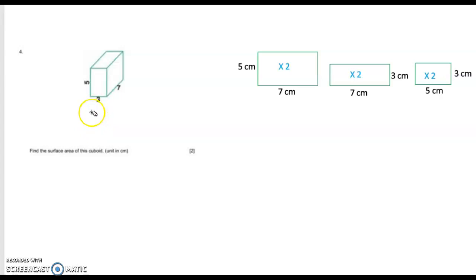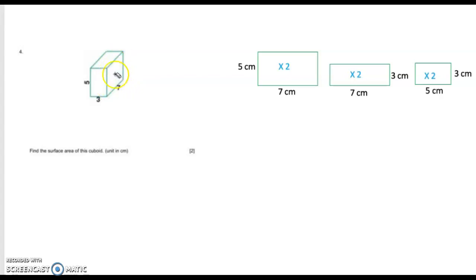Now see the cuboid. Cuboids are made from rectangles. Okay. Now the surface area. So that means we should know how many surfaces this cuboid has. Right. Now see. Let's count.